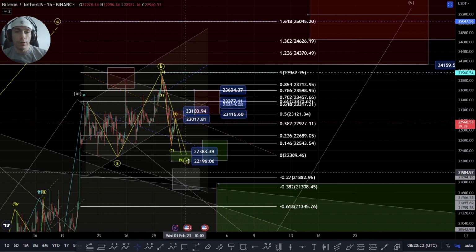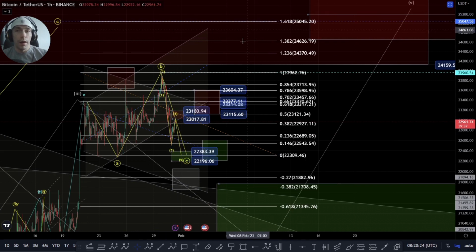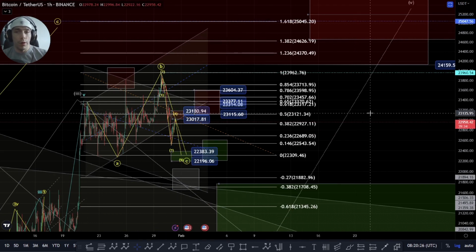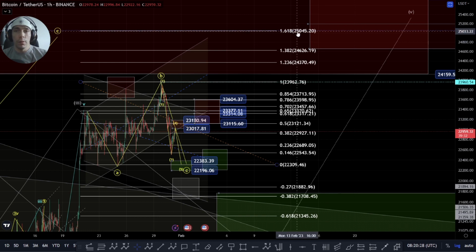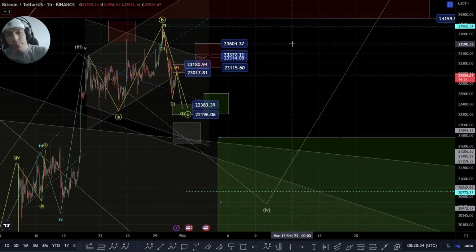So if we do actually look to extend up past that zone, then this could be an area we actually look to move into. So this would be that 25,045 to this 24,370. So that would be an area I'd be watching out for.